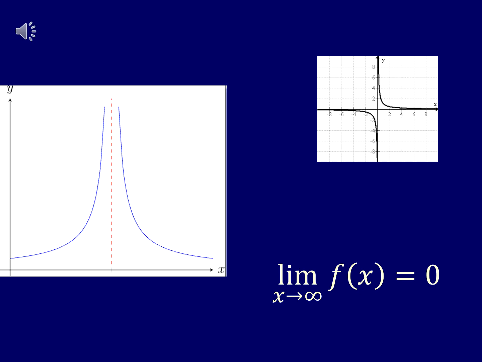One of the most common is that you'll have an answer of 0. And if you look at these graphs, you can see what's happening is over at the right side of your paper, the graph is getting very close to the x-axis. So it's getting close to where y would be 0.